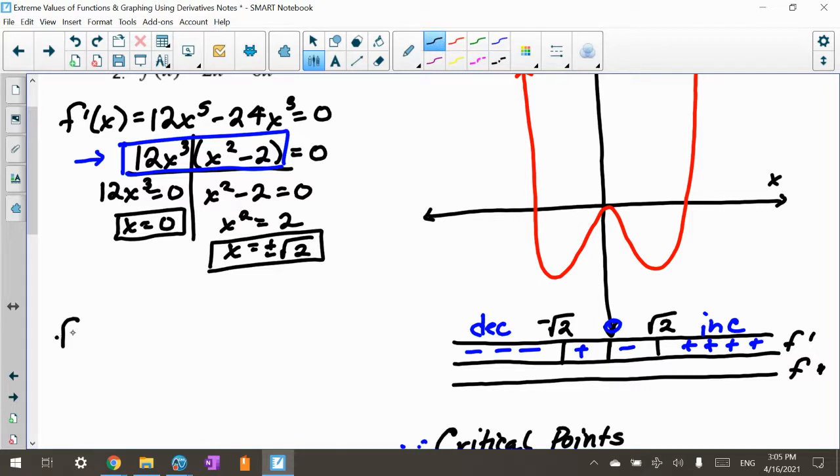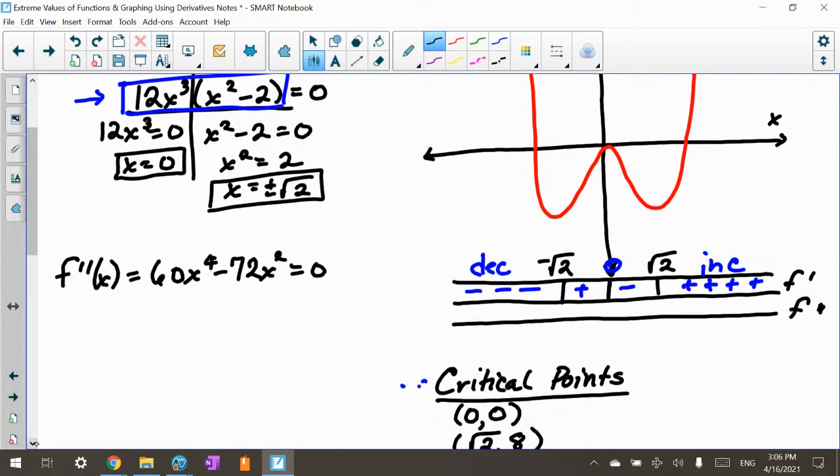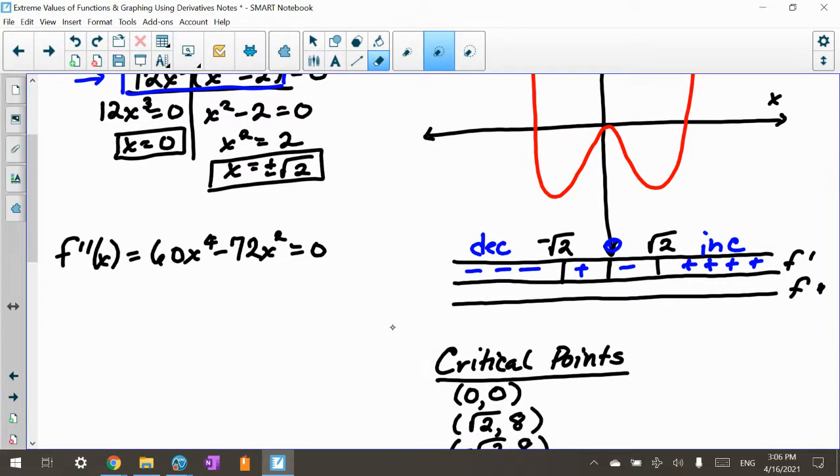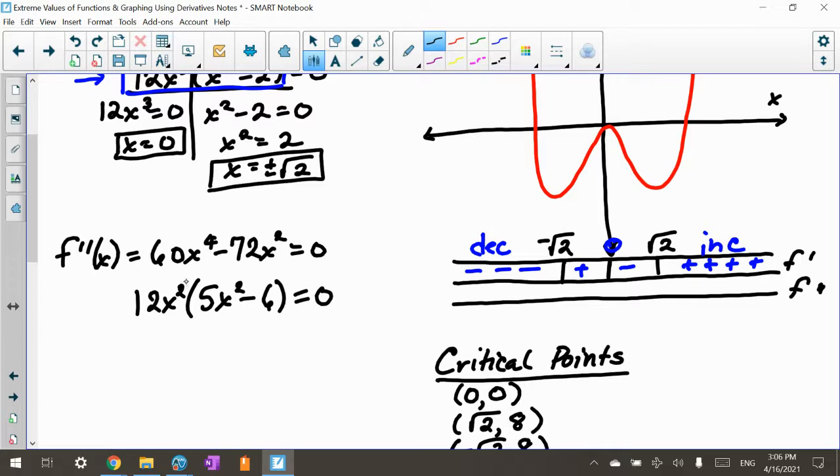Now we're going to take the second derivative, f double prime of x. And so when I do that, I'm going to get 60x to the 4th minus 72x squared. Now I'm going to set that equal to 0. And when I do that, I'm going to factor out a 12x squared. And when I do, I get 5x squared minus 6 equals 0. Put each piece equal to 0, so I have 12x squared equals 0. x is going to be 0 because I'm going to divide by 12 and take the square root.